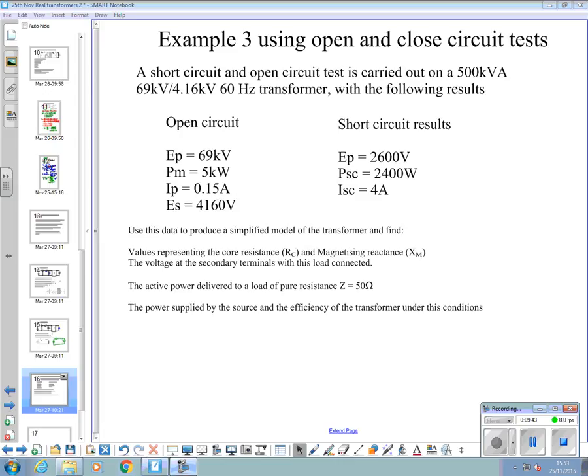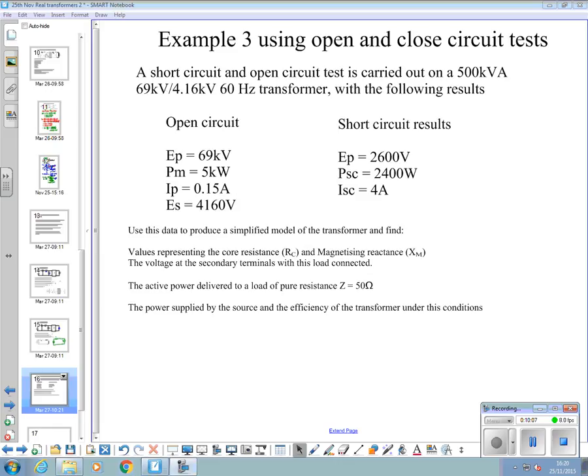What we'll do next week is we'll do that with that real transformer. So we'll get those results and then we'll use it to analyse the way that transformer will work under load. So you've had a go. Let's go through my workings of this example.